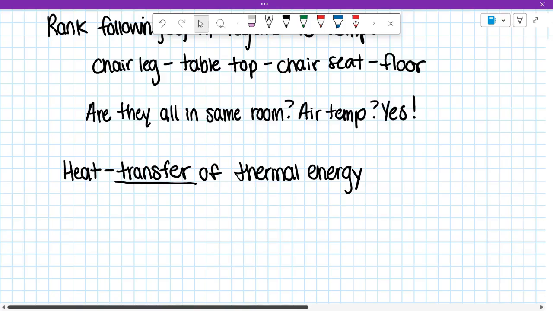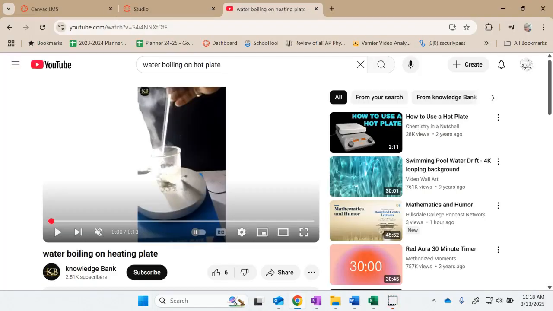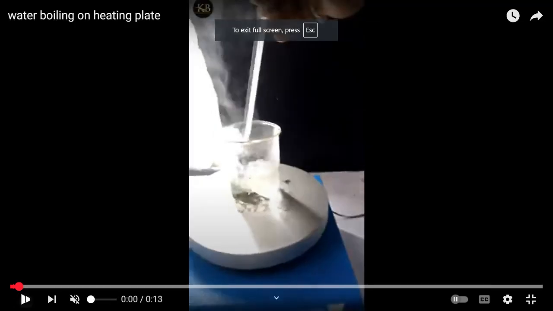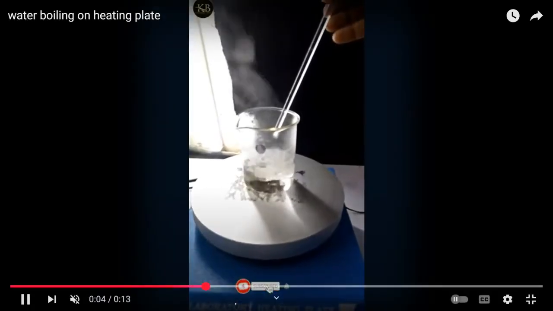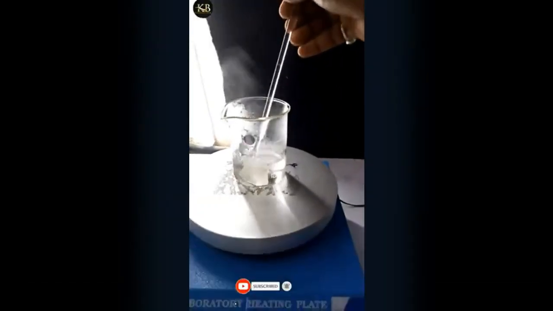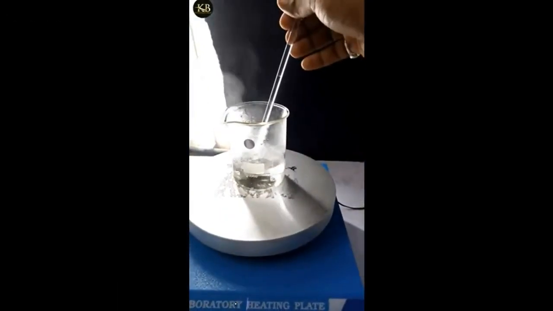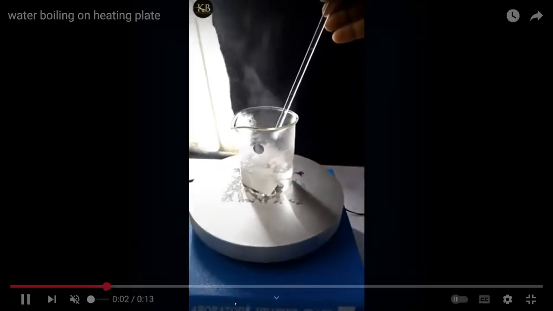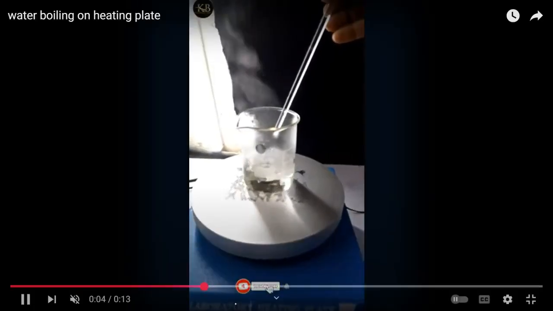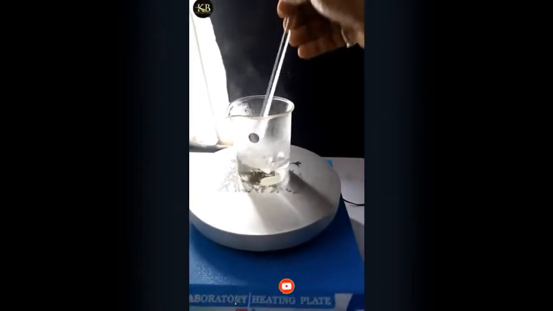Okay. So let's talk about how we heat objects, methods of heat transfer. So here we have a video of some boiling water. Okay, so there is a hot plate here. We have a beaker. We have boiling water. There's something in the beaker. I'm not really sure what it is. We'll ignore that for now. Right? But we're just thinking about how did that water get to boiling, right? How did we transfer from the hot plate and so on and so forth?